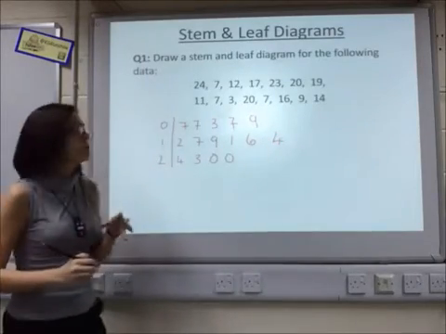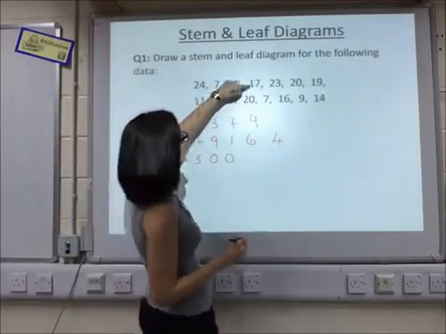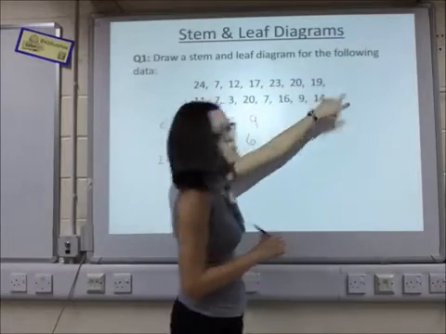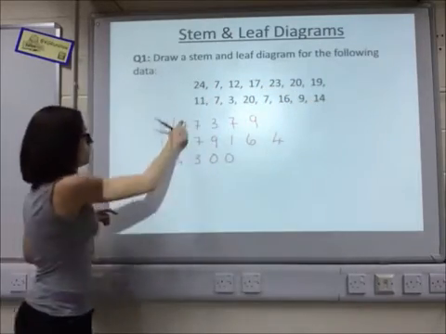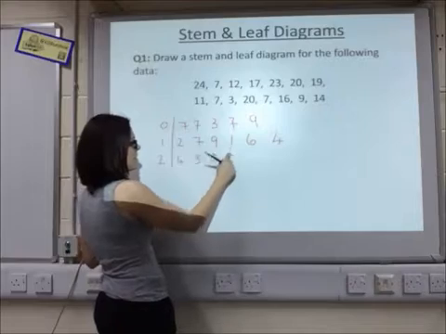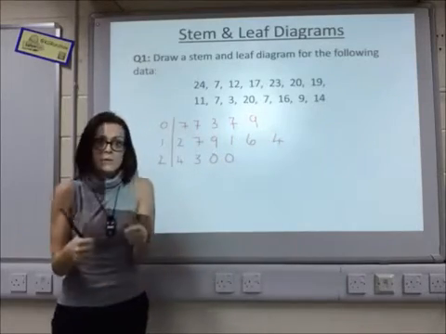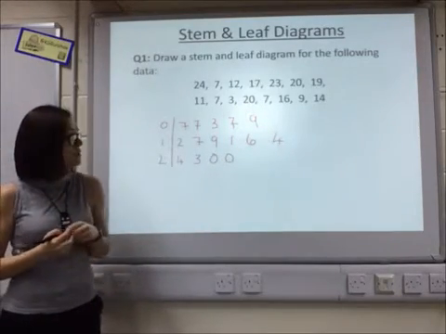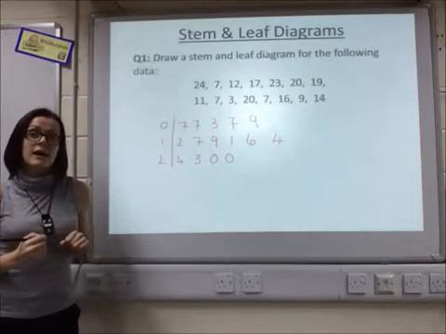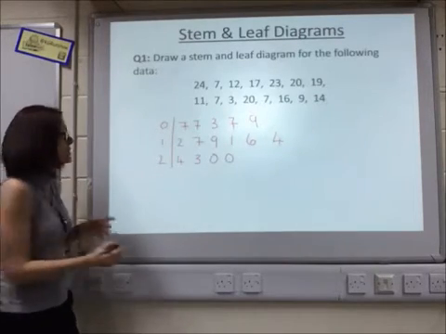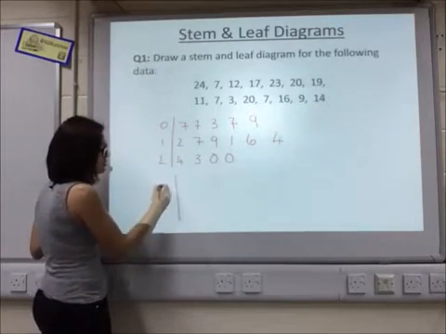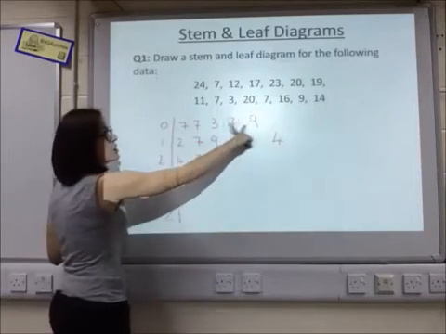And I would always just do a double check. There's 1, 2, 3, 4, 5, 6, 7, 8, 9, 10, 11, 12, 13, 14, 15 numbers there. And I've got 1, 2, 3, 4, 5, 6, 7, 8, 9, 10, 11, 12, 13, 14, 15. So I've definitely got them all. So I could just leave it like that if I wanted to, or if it says an ordered stem and leaf diagram, I just need to go through again and put each line in order.